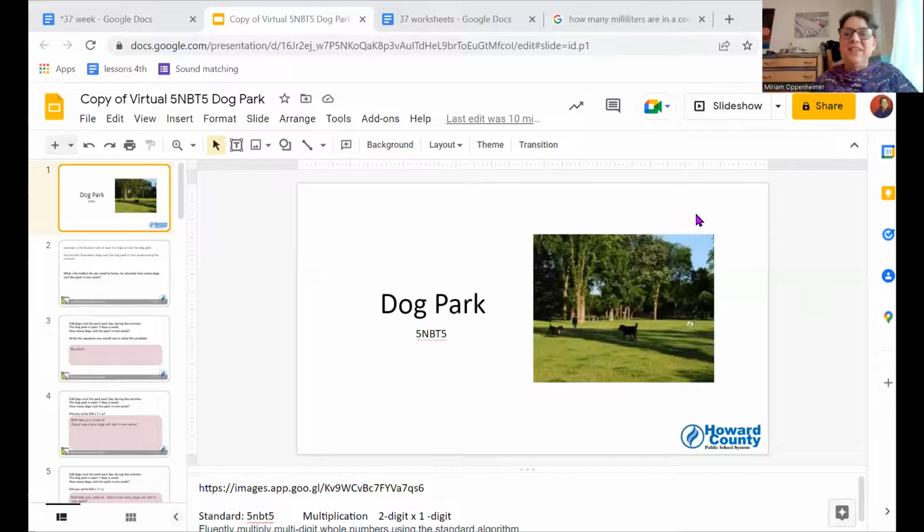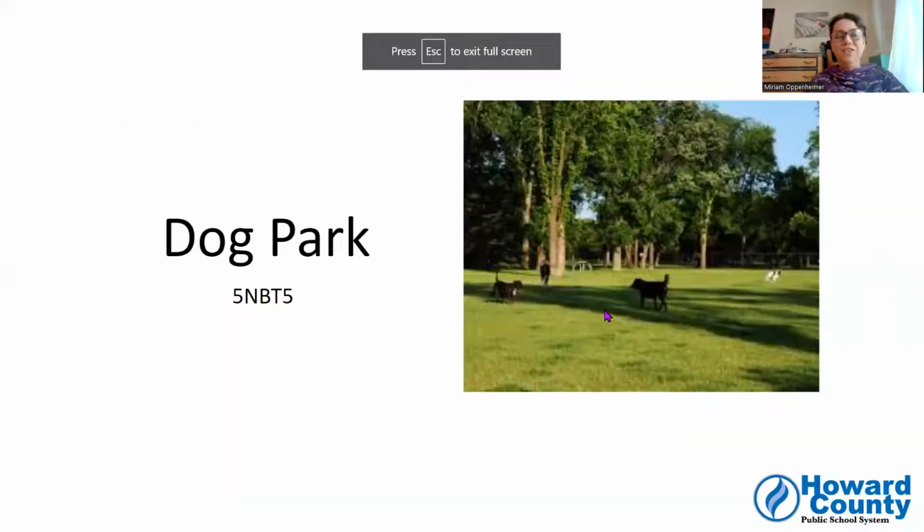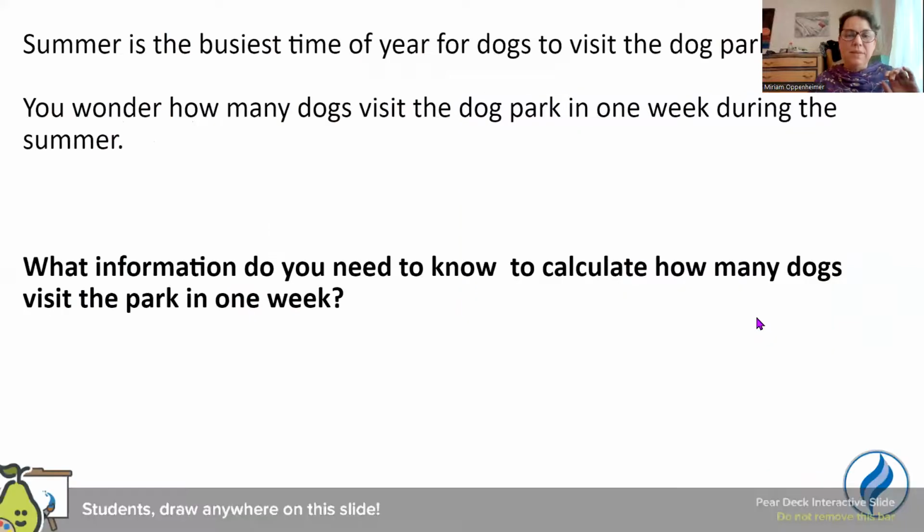Today we're going to do a slideshow about math and English at the same time. So let's check this out. Hopefully it works. Okay, so we're starting with this slideshow about the dog park because dogs are great. And summer is the busiest time of the year for dogs to visit the dog park. You wonder how many dogs visit the dog park in 1 week during the summer. What information do you need to know to calculate how many dogs visit the park in 1 week?